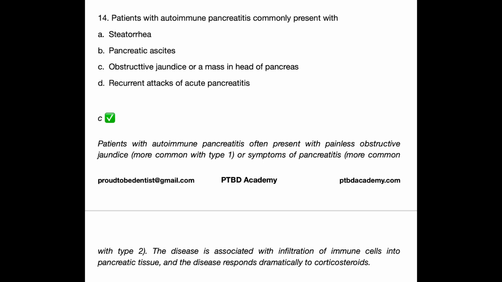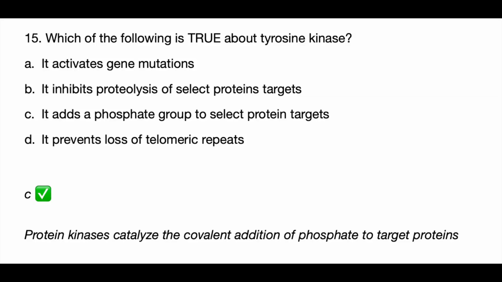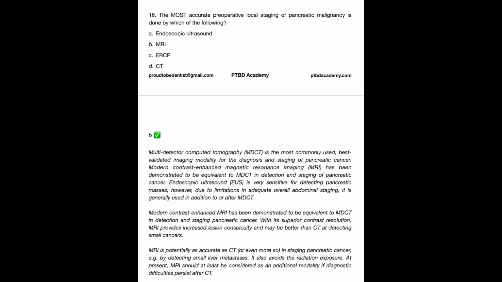And 14th question, patients with autoimmune pancreatitis commonly present with painless obstructive jaundice. Option C is the more appropriate answer. 15th question, which of the following is true about tyrosine kinase? It's option C. Tyrosine kinase, or protein tyrosine kinase, adds a phosphate group to select protein targets. 16th question, the most accurate preoperative local staging of pancreatic malignancy is done by which of the following? CT and MRI seem to be the right answers, but comparatively MRI is even more accurate based on the explanation given here. Because the question asks for the most accurate, MRI would be the more appropriate answer.